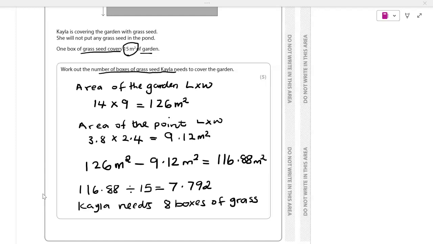You can actually apply this method at home if you've got a garden and if you want to put a shed or a pond somewhere in the garden. You can have a go and see what you come up with.